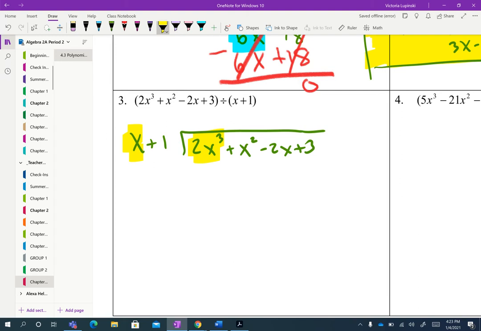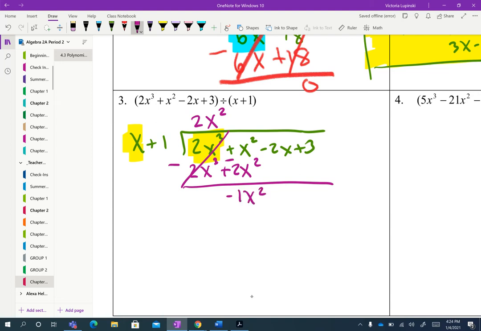So x times what gives me 2x cubed. Hopefully 2x squared is what comes to mind. 2x squared times x gives me 2x cubed. 2x squared times 1 gives me 2x squared. Remember, draw the line, change the signs. The cubes are gone. A positive x squared minus 2x squared is negative 1x squared. And then notice when you bring down the leftovers, there's actually 2 things to bring down. So I'm going to bring them both down at once. That's just my personal preference. Now it's time for the next round.